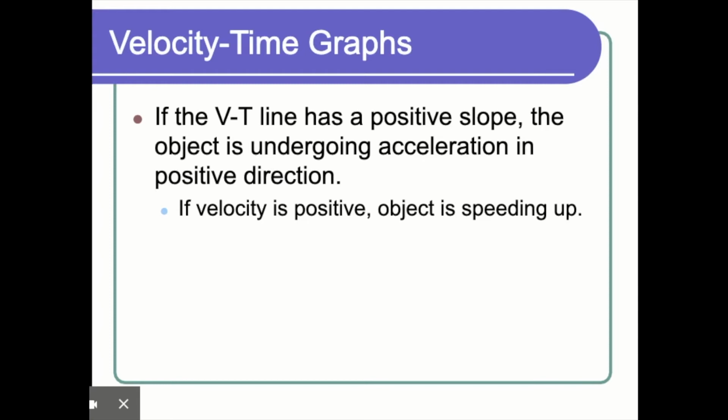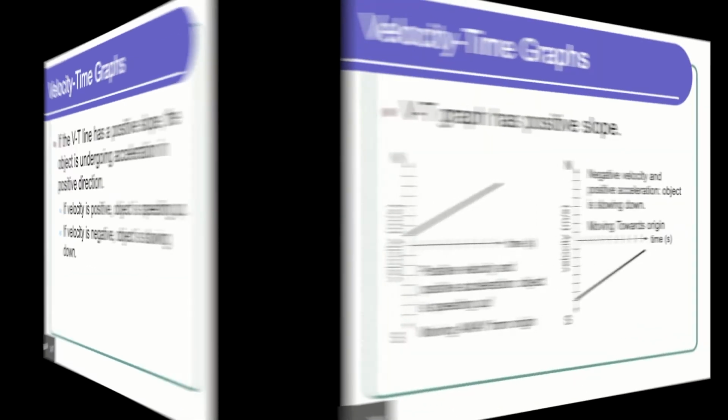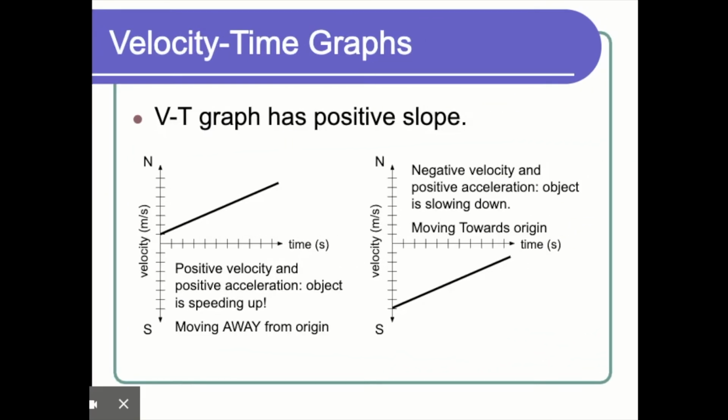But if the velocity is negative and our slope is positive, our object is slowing down. And we're going to take a look at that right now. So here's our two examples. On the left, we can see that I have a positive velocity. It's above the x-axis, and it has a positive slope as well.